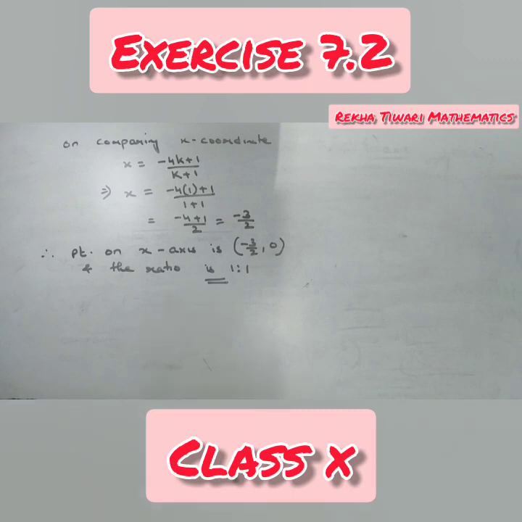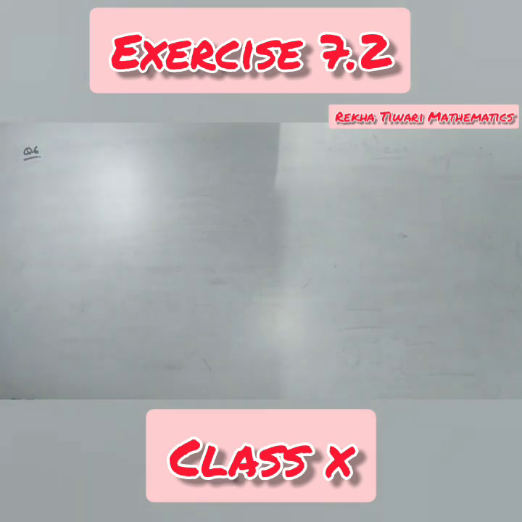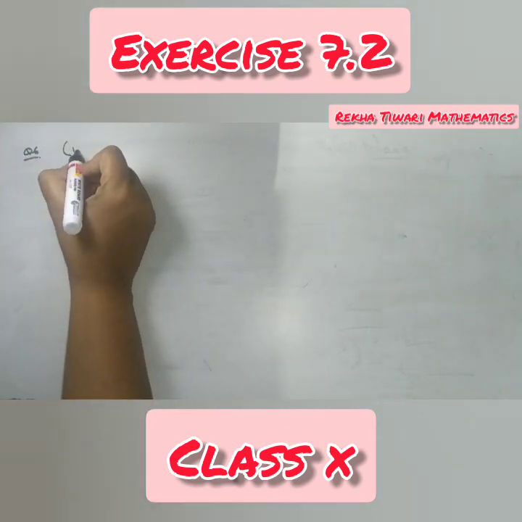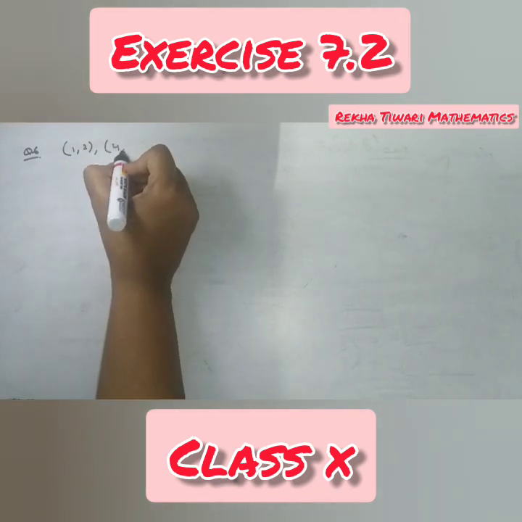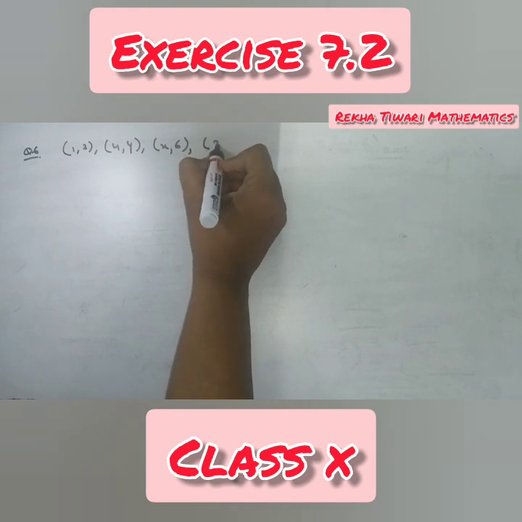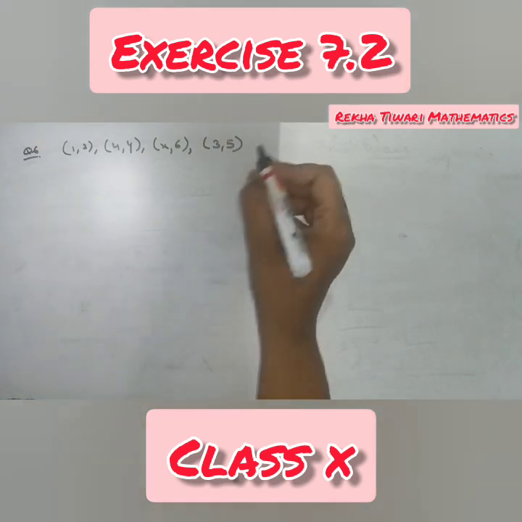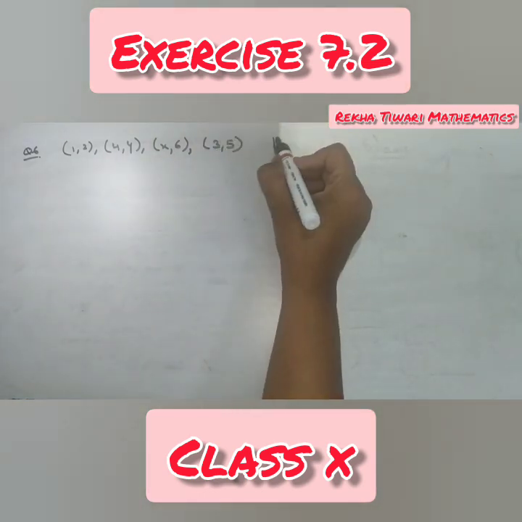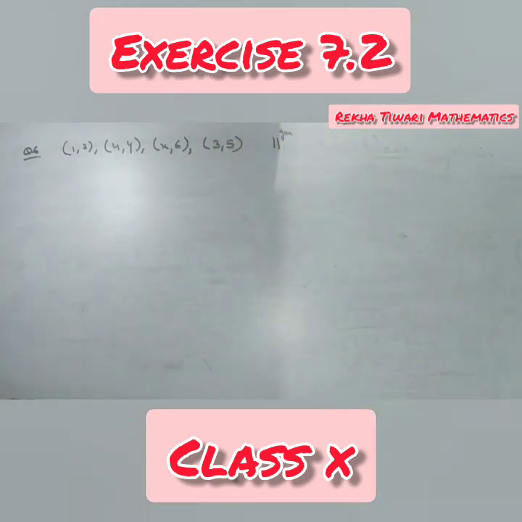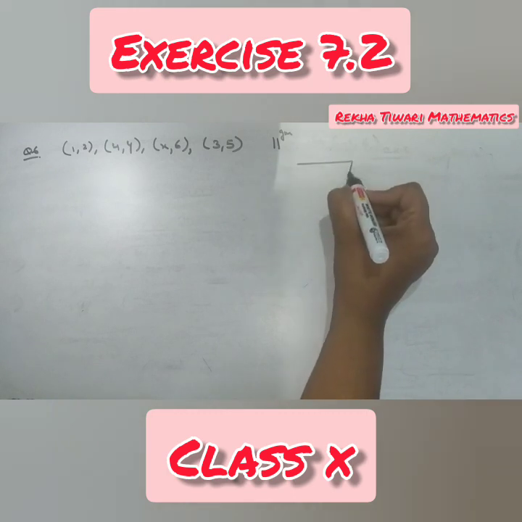Move to question number 6. If 1, 2, 4, y, x, 6 and 3, 5 are the vertices of a parallelogram taken in order, you have to find out the value of x and y. Okay. So first of all, draw the parallelogram.